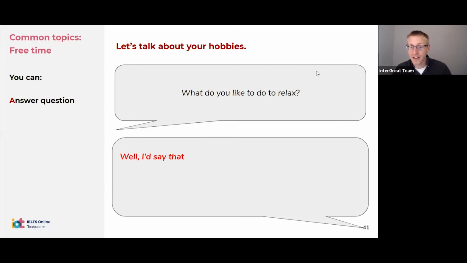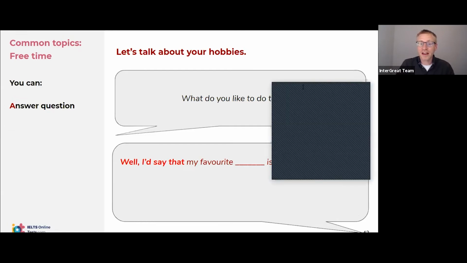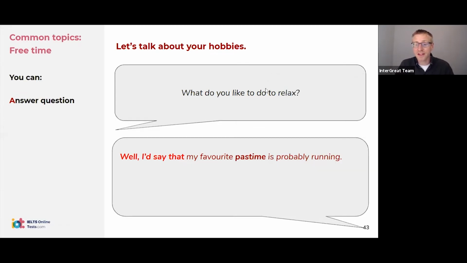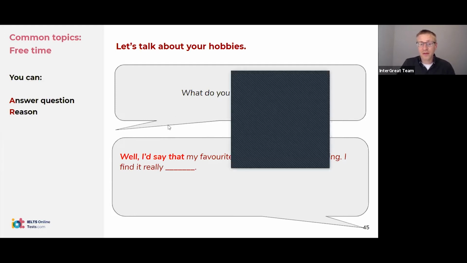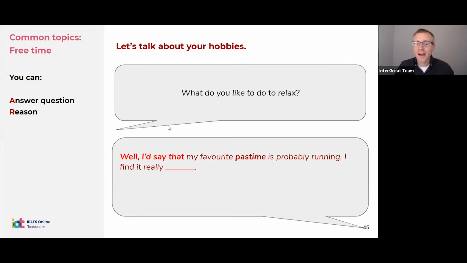So we can say, well, I'd say that my favorite, and here I'm going to say pastime instead of hobby. My favorite pastime is running. Why? I'll give a reason. I find it really, what's the missing word here? Yeah, good. Yeah, relaxing, very good. It's the ing form. Excellent.